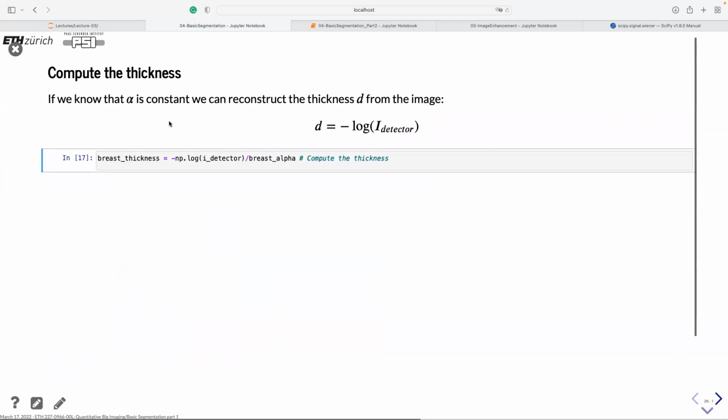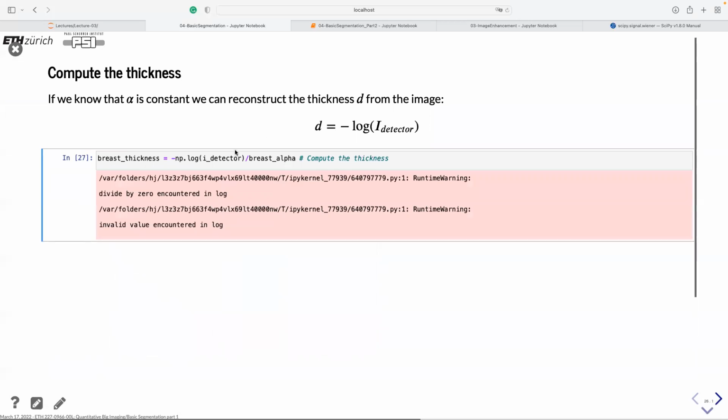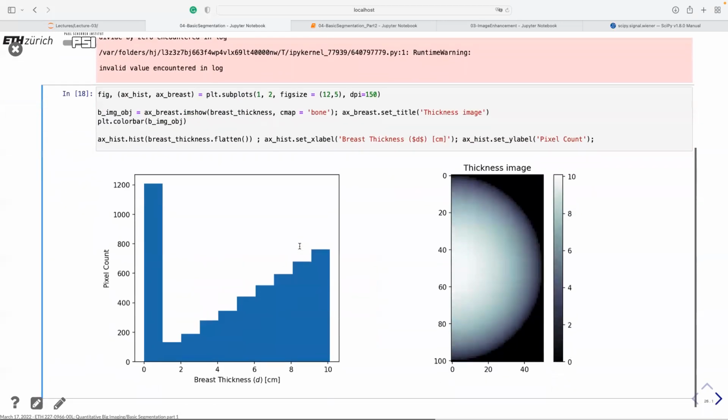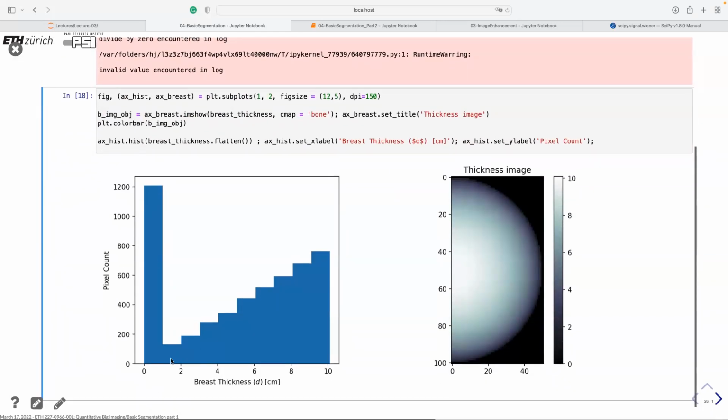We can, for example, compute the thickness of this breast just by taking the logarithm of the signal we get from the detector, and then we get the thickness. Sounds easy. Oh, okay, I have a lot of zeros, which it didn't like. And then we get something like this. We can see the thickness of this breast at different positions.